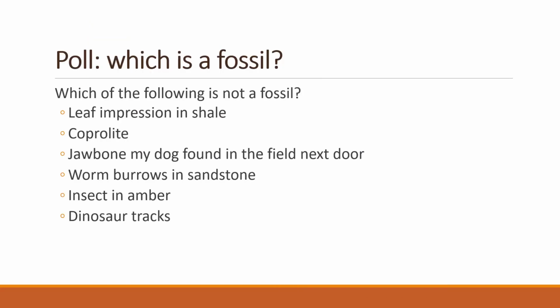Which of the following is not a fossil? A leaf impression in shale, a coprolite, a jawbone my dog found in the field next door, worm burrows in sandstone, an insect in amber, or dinosaur tracks. One of these is not a fossil, and the one that's not a fossil would be the jawbone that my dog found in the field next door, which has happened.